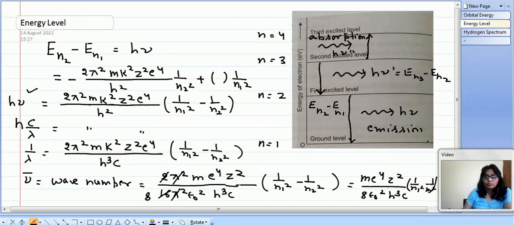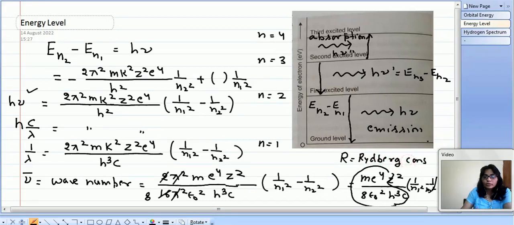Now this whole term, excluding z square, is a constant term. You can see that m is the mass of the electron, so this is constant. Then e is the charge of the electron, a constant term. Then epsilon naught is constant, h is the Planck constant, this is constant, and c is the speed of light. So all these terms are constant terms, therefore collectively this can be given a new name, which is the Rydberg constant, R.